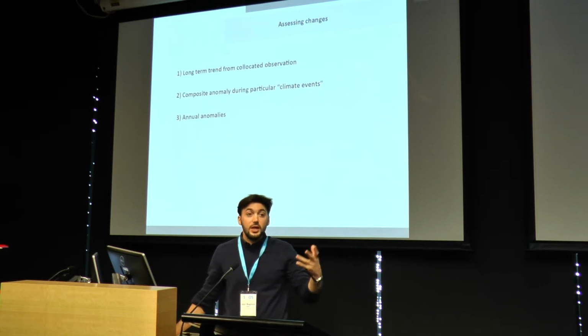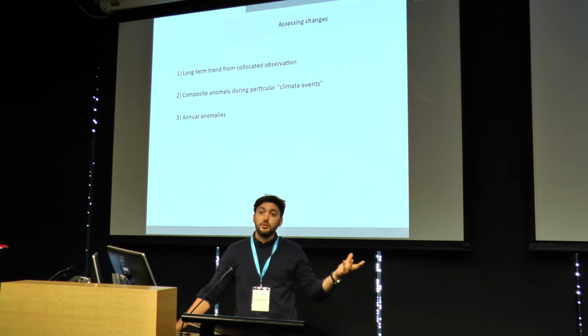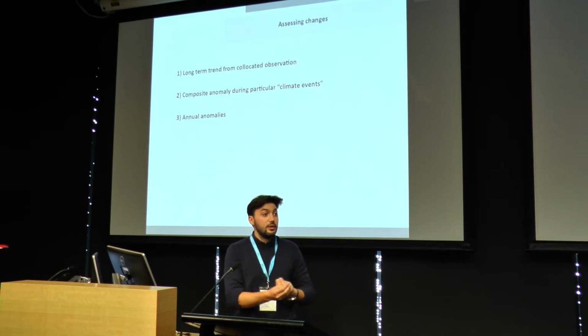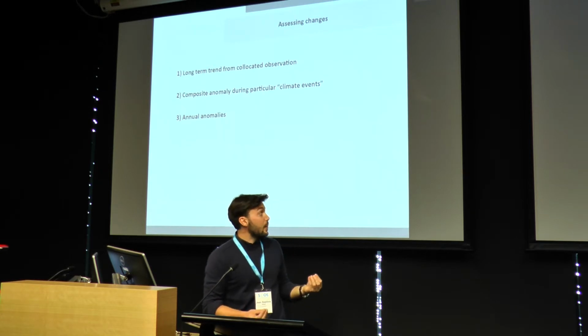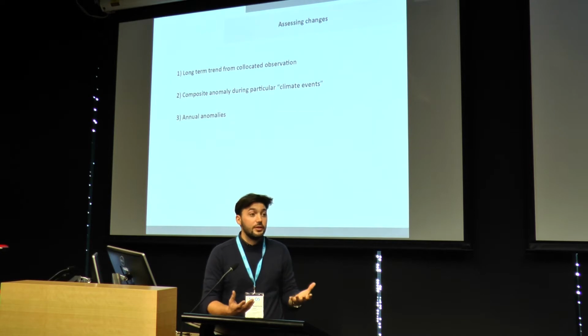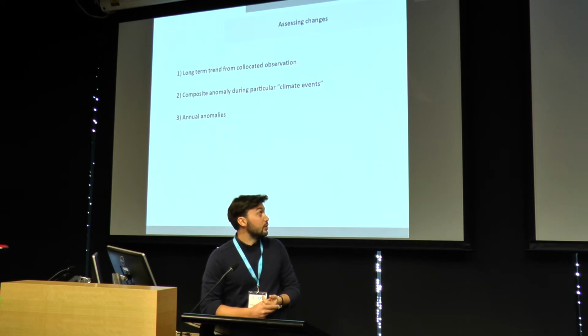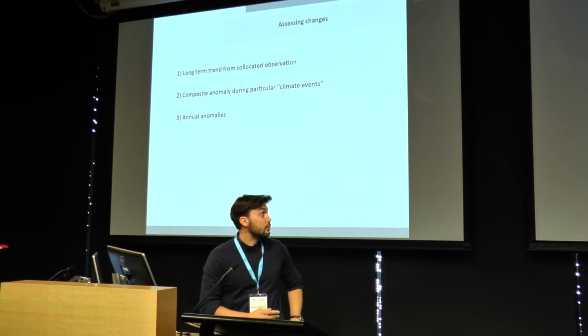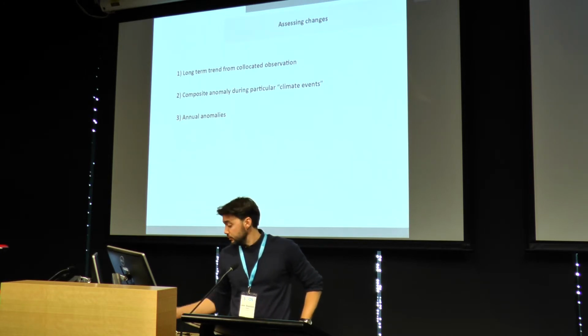So we've got this ship observation mostly centered around the 80s, 90s, and then we've got this new observation, so we could look at long-term trends. We can composite anomalies during particular climate events, so SAM events or particular sea ice distribution events. Or we could do what we've tried to do in this BAMS paper, try to look at annual anomalies.